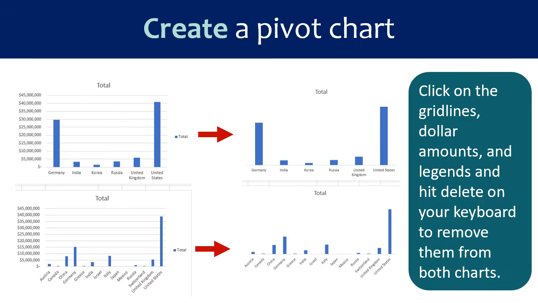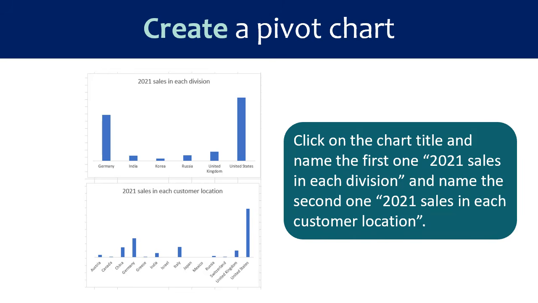Now back to everyone, both Windows users and Mac users. Click on the grid lines, dollar amounts, and legends and hit Delete on your keyboard to remove them from both charts. Click on the chart title and name the first one 2021 sales in each division and name the second one 2021 sales in each customer location.